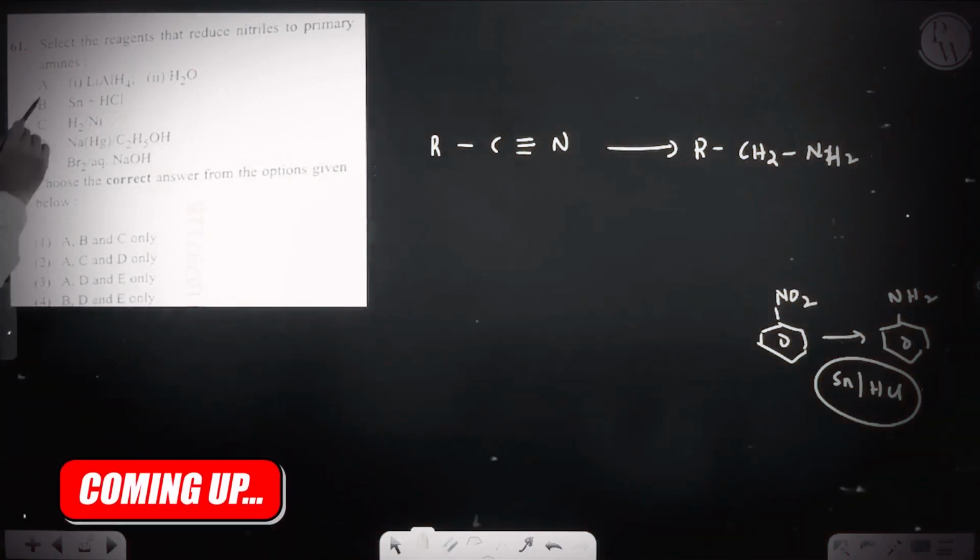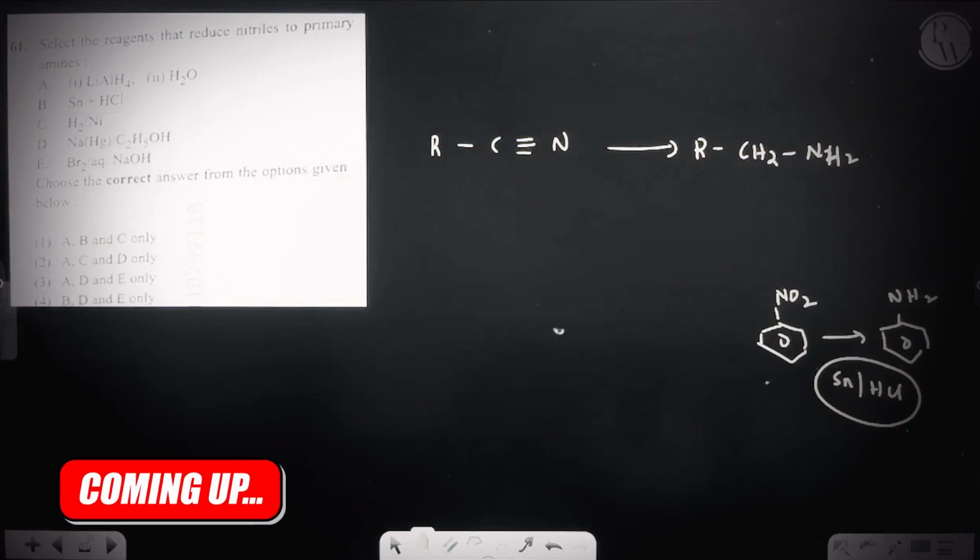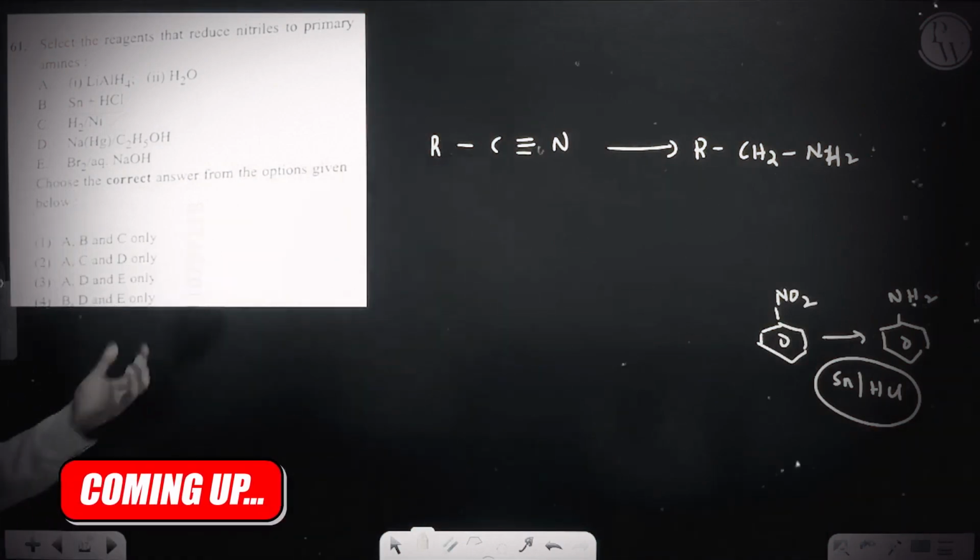nitriles, whereas the first one is LAH. It is a versatile reagent. It is a very good hydride donor. It can produce many of the reductions.